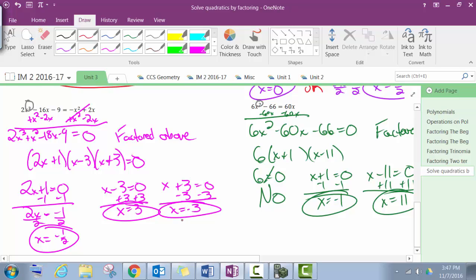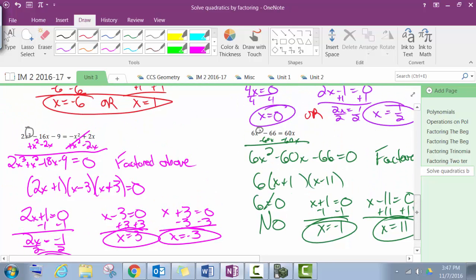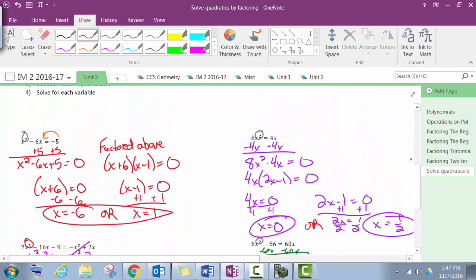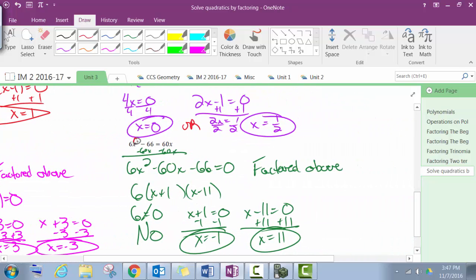The reason we have three answers is because we had x cubed here. Now that I can't see it, we have x cubed. If you noticed, here we had x squared, and we had x squared, so we only had two answers. So this next one, it's x squared, we're going to have two answers.